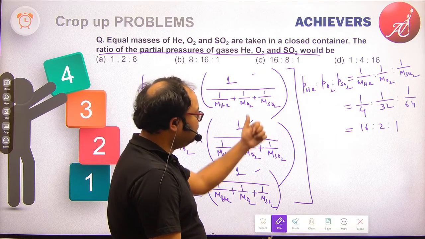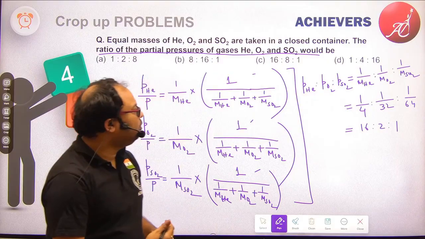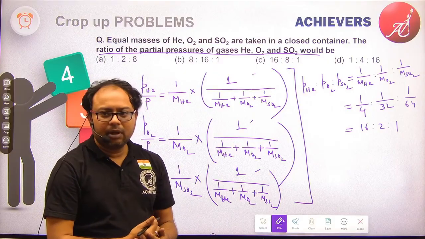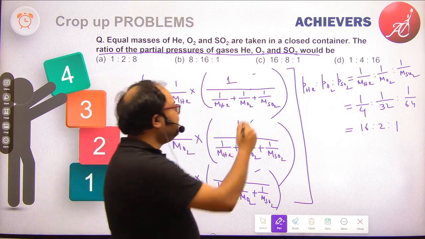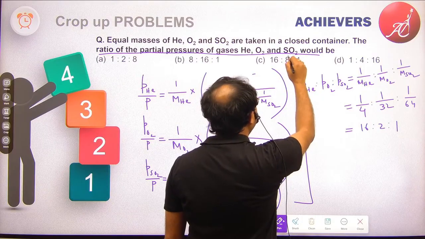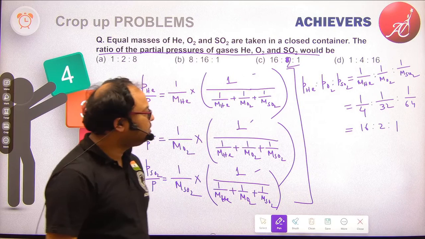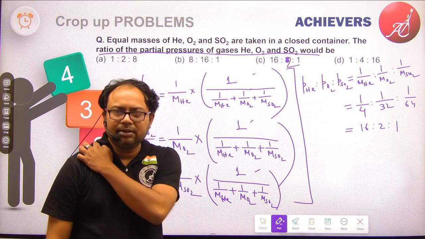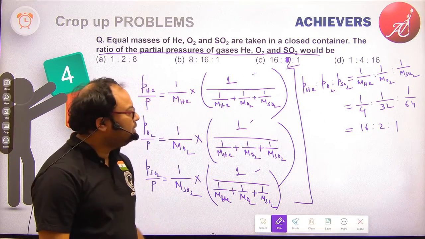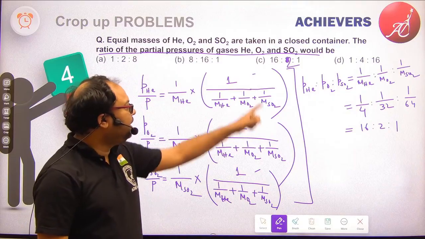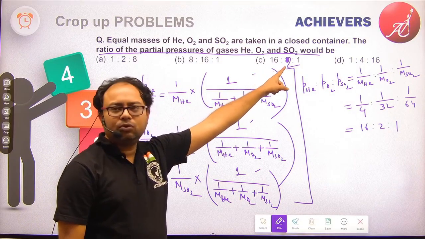The answer should be option C. There is a mistake in option C. It should be 16 is to 2 is to 1. So there was a printing mistake. It should be 16 is to 2 is to 1.